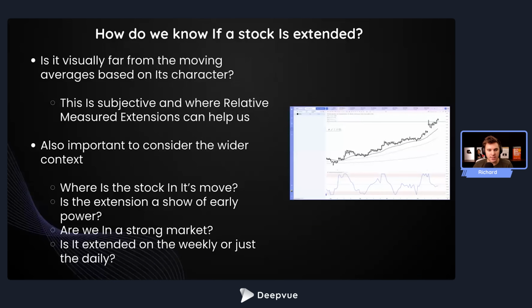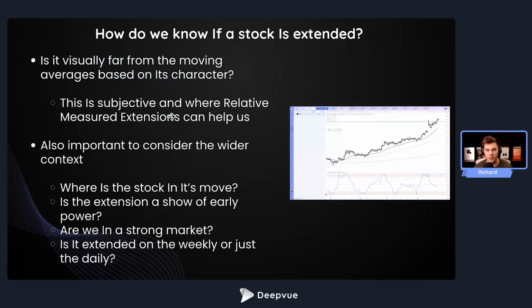How do we know if a stock is extended? When do we know to sell some into strength? Well, basically what you want to do is decide, is it visually far from the moving average based on its character? And for swing traders, you might be using the 10-day, the 20-day. For position traders, you might be using the 50-day or also the 20-day. It depends on, again, your style and what you like to use. And visually seeing if it's far from the moving average, it is subjective.